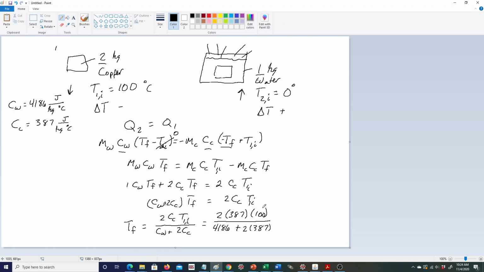And this is in Celsius. This is in the units of joules per kilogram per degree Celsius. Both of these are in joules per kilogram per degree Celsius, so those cancel out, and I'll be left with just Celsius. And you do the calculation, and if I did the arithmetic correctly, you should get 15.6 degrees Celsius. So the final temperature of the water copper system will be 15.6 degrees Celsius.